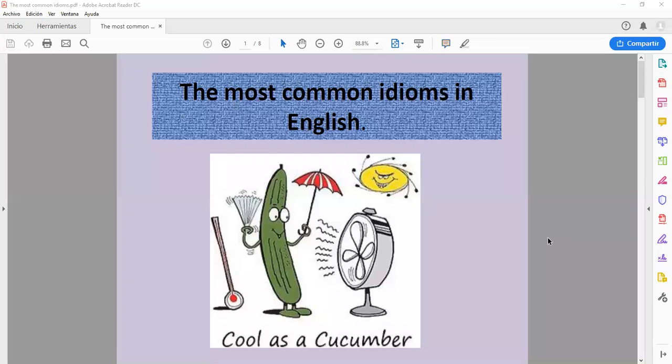Today we are going to work about the most common idioms in English. It is going to be a very interesting and amusing class. Do you remember what is an idiom? Yeah, do you know what is an idiom? What about you, Rafael?